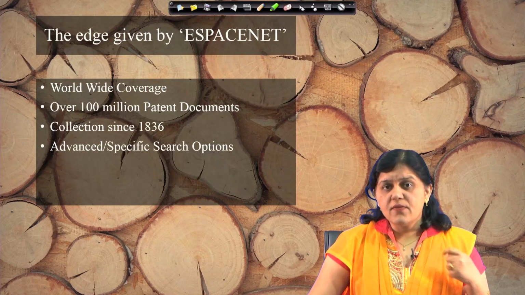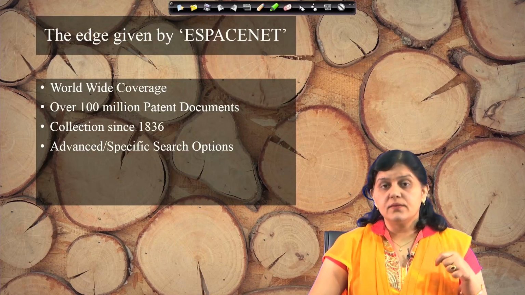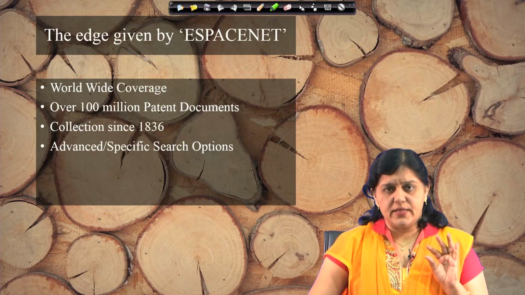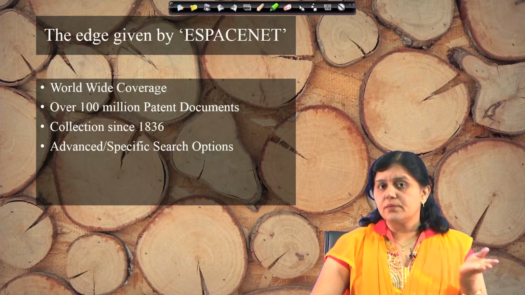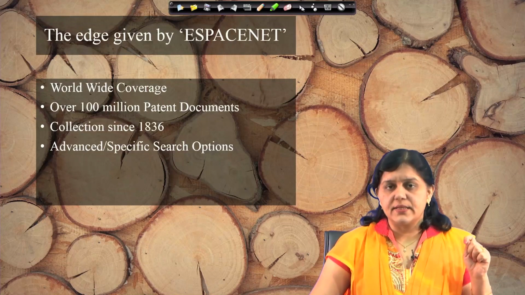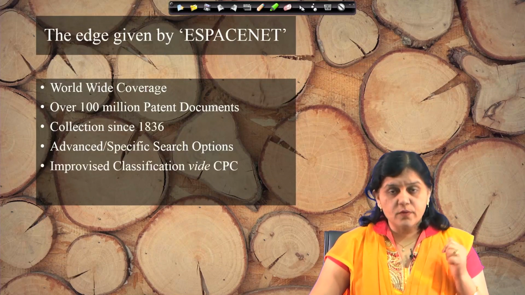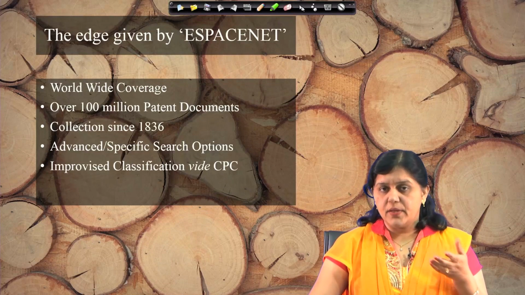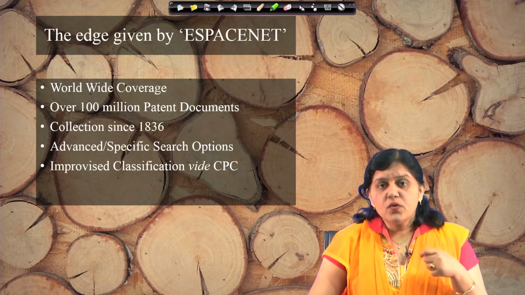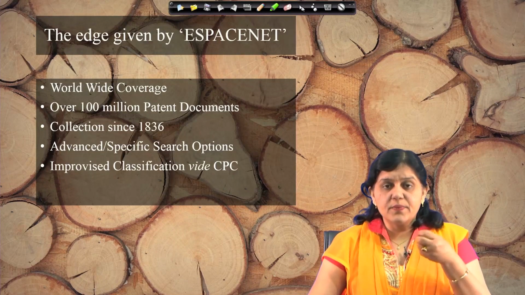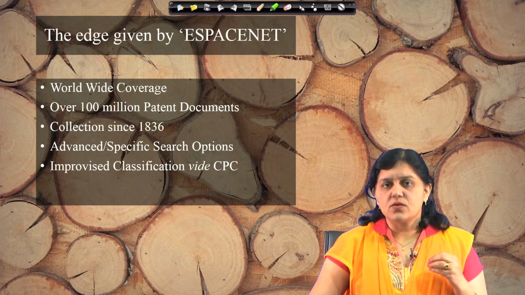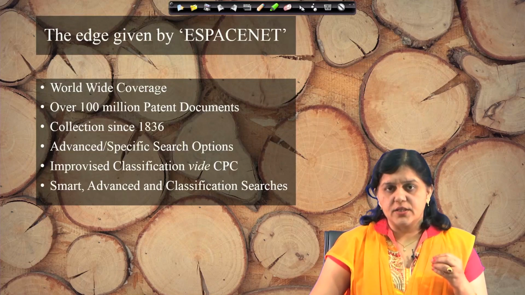Then the advanced specific search option: if you see the search window which is made available, it is very user friendly. You just compare it with other patent databases, you will appreciate how user friendly the eSpaceNet database is, right. Also PatentScope is very user friendly. In PatentScope also you can do an easy search. Okay. Then the improved classification, like CPC, is considered in eSpaceNet along with IPC, so CPC is also considered there.